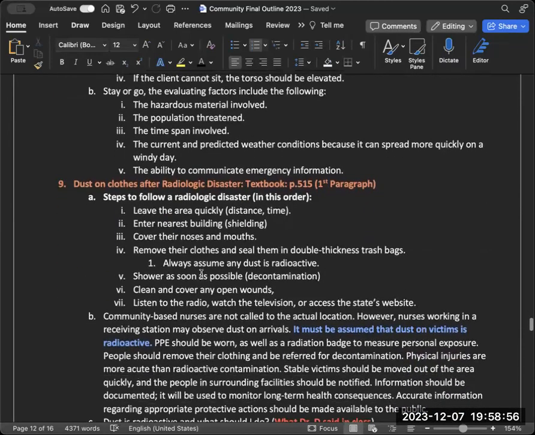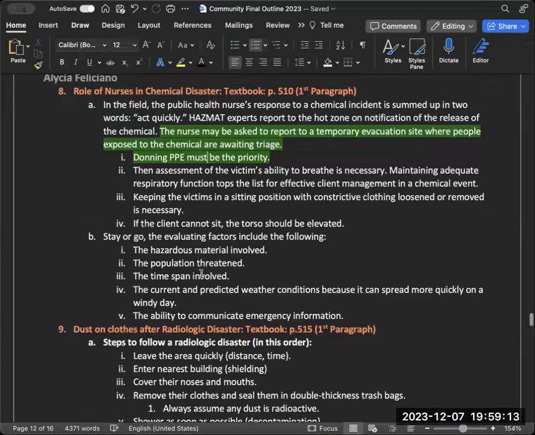In the slides, it said stay or go. Evaluating factors include the following: the hazardous material involved, the population threatened, the time span involved, the current and predicted weather patterns, because it can spread more quickly on a windy day, and the ability to communicate emergency information. Like I said, I just included that because it was a part of the slides and related to this topic.